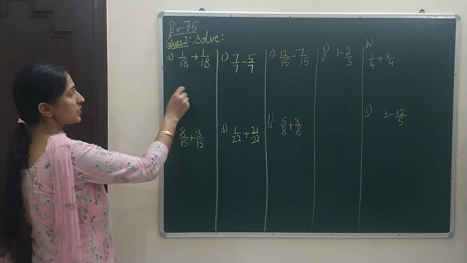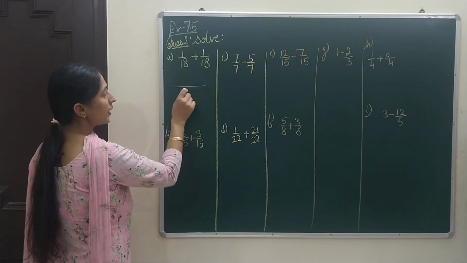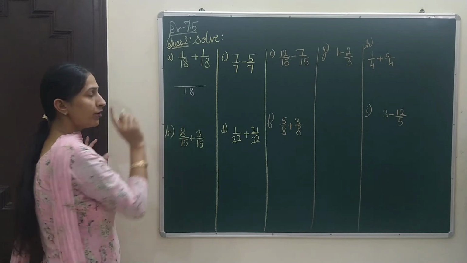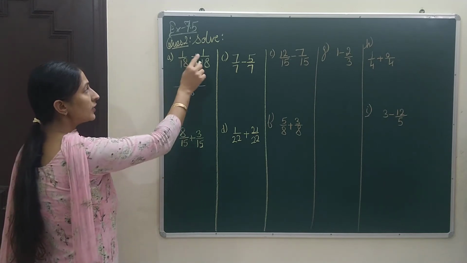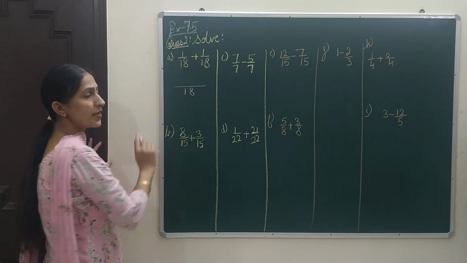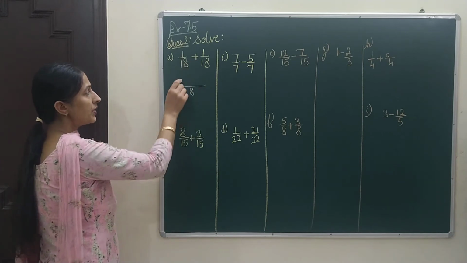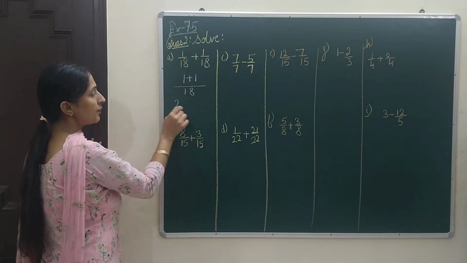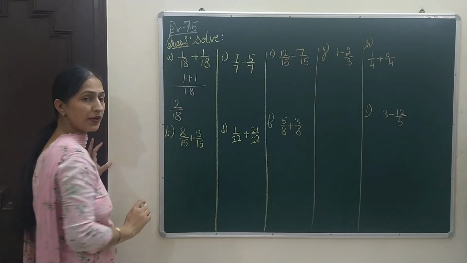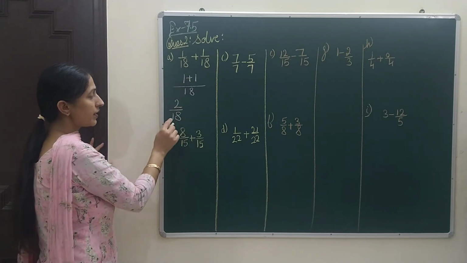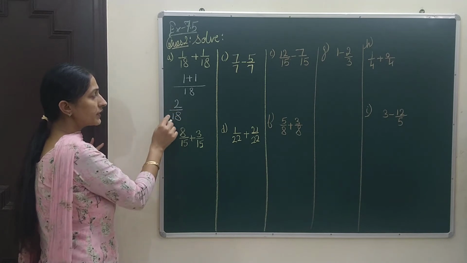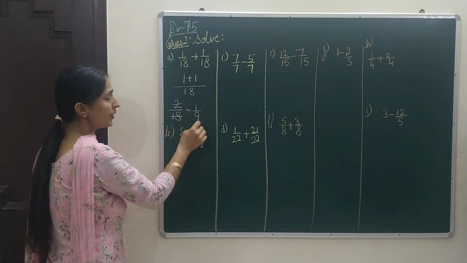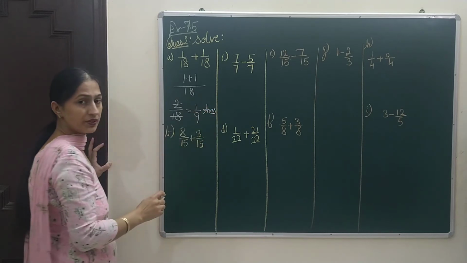Let us see the first part. As I have told you, I will retain the denominator, I will not change it, and I will write it only once. And in the numerators I will be doing the same operation as there is in between. That means 1 plus 1 I will write here. It will be 2 by 18, but this is not my answer as I have to convert this into the simplest form, and when I convert it, it will be 1 by 9. It should not cancel further.